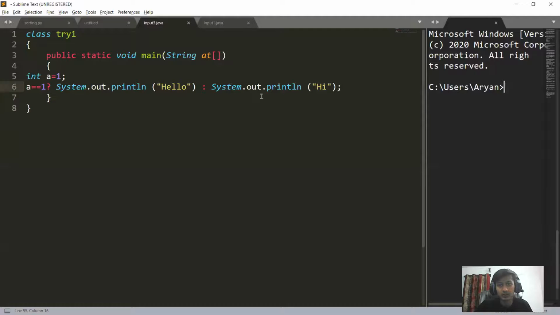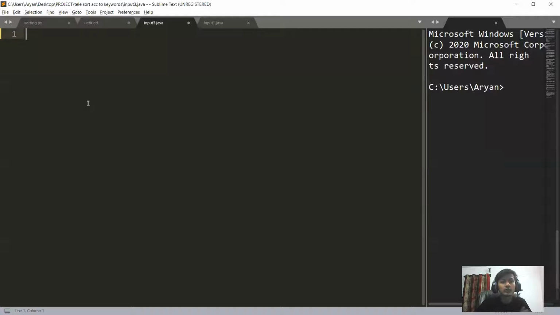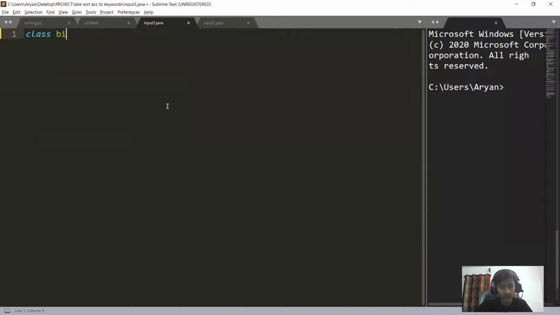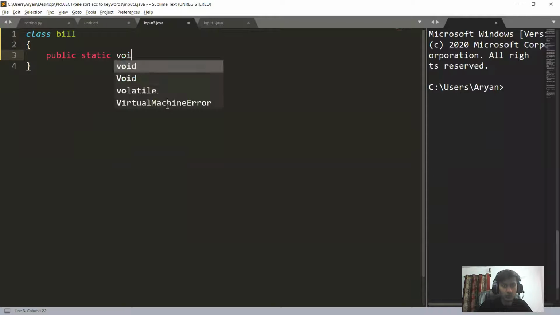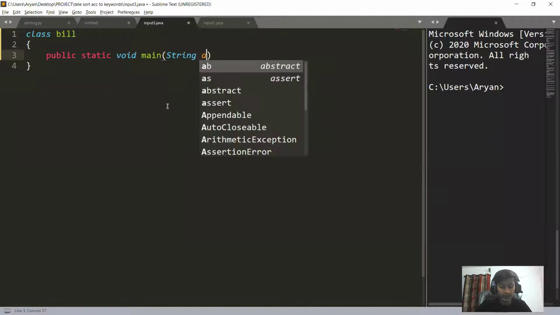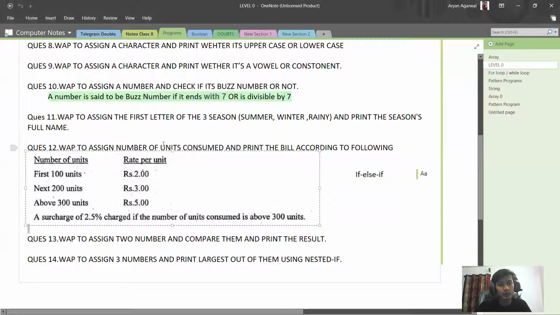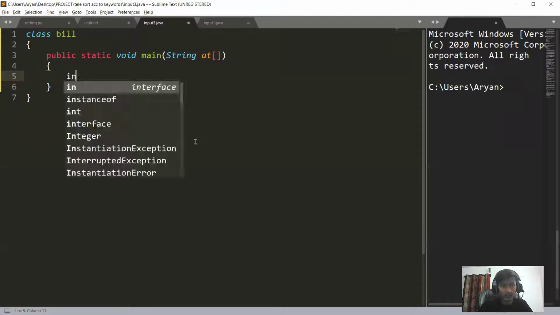So first let's make a class. The first thing we'll do is create a class, right? So we'll do class bill. Let's suppose our class name is bill. Then we create a main function, public static void main. In here you have to write String args. Instead of args, you can write any variable name, including your name as well. Now the first thing we had to do was assign the number of units consumed. So int.